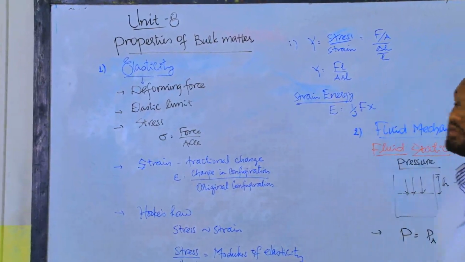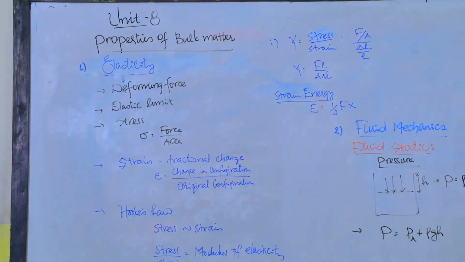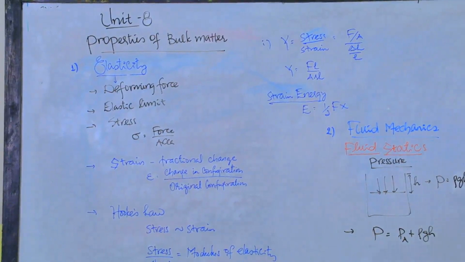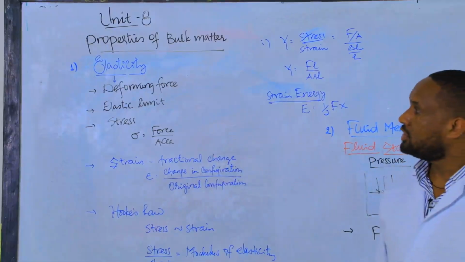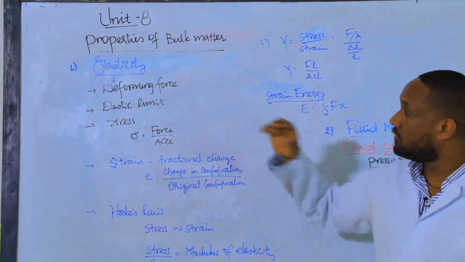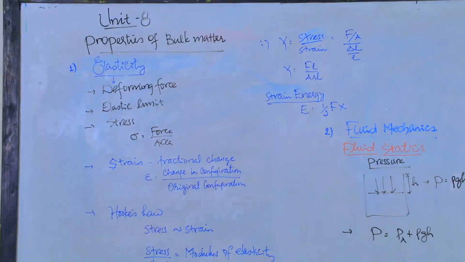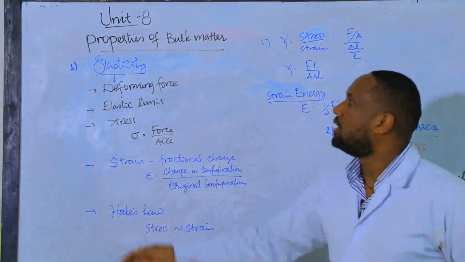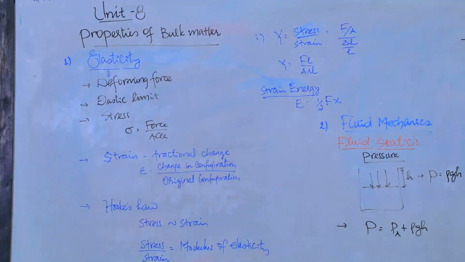Elasticity is simply defined as the property of objects by virtue of which they can regain or restore their original configuration after the removal of an applied force or a deforming force. The force which is responsible for changing the configuration of objects is called a deforming force, okay? But this property of elasticity continues only to a certain limit. The limit to which materials keep their elasticity is called the elastic limit, okay?